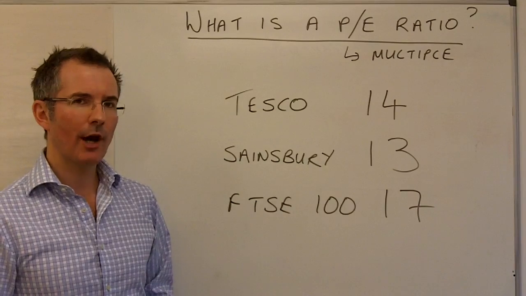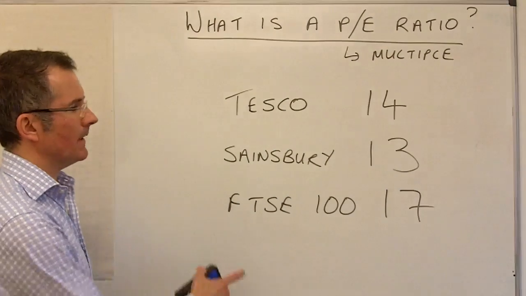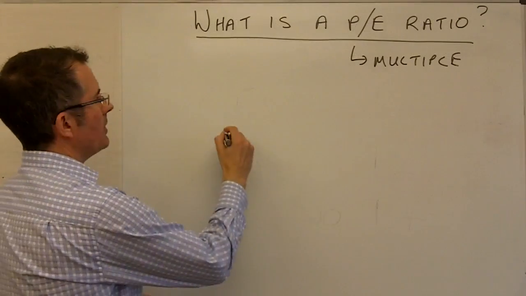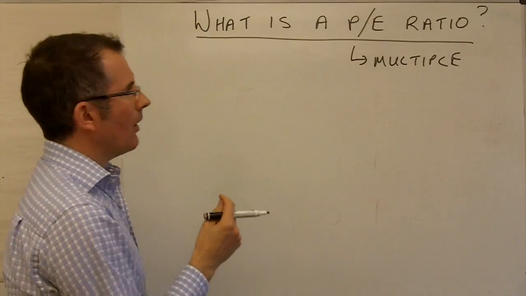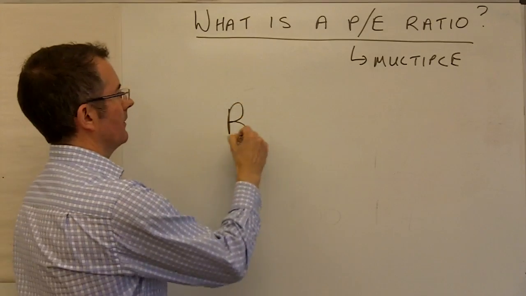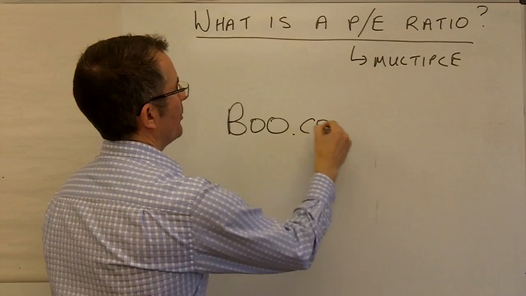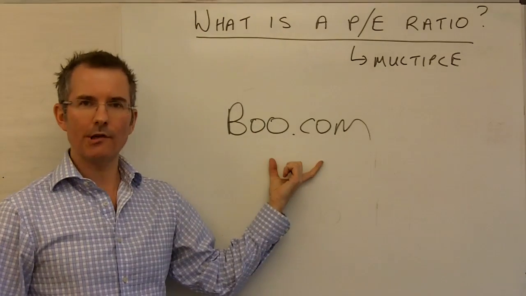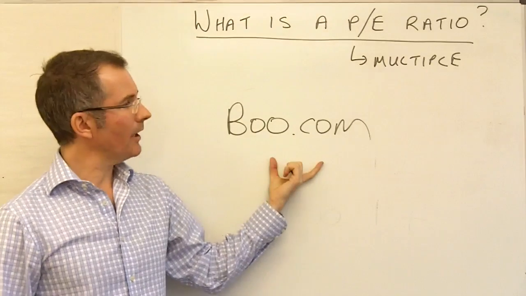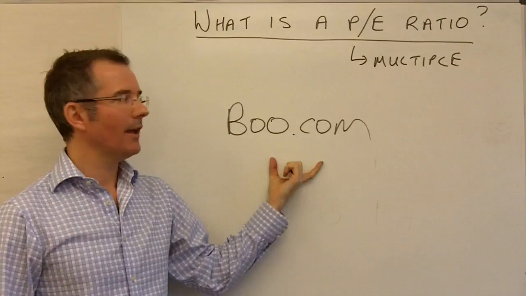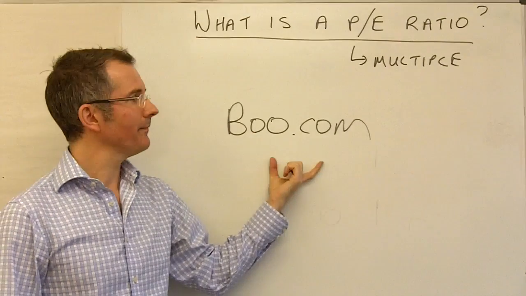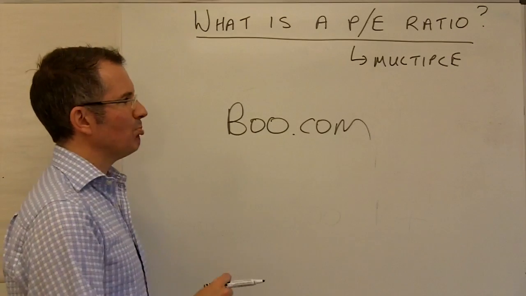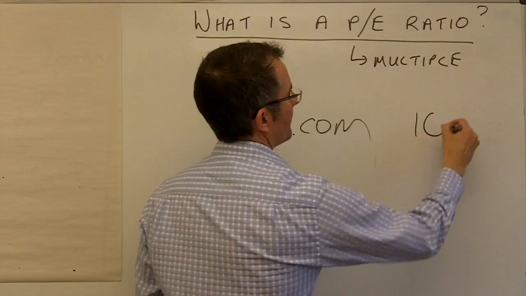How high can PE ratios go? Is 17 high? Is 14 high? Well, supposing I've designed an online clothing retailer called boo.com. Its model allows you to size yourself up on the internet, look at yourself as a kind of dressed mannequin, and then order the clothes you see. And let's say boo.com, a technology company, has a PE ratio of 100.